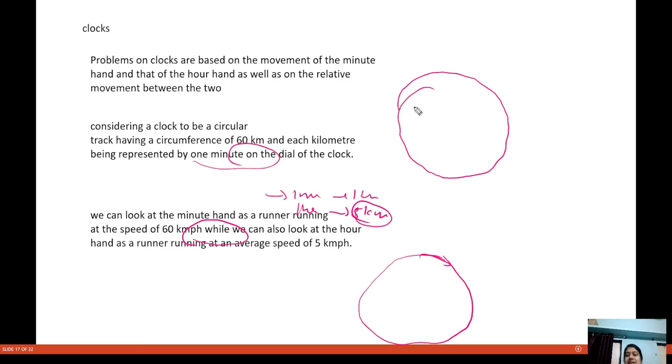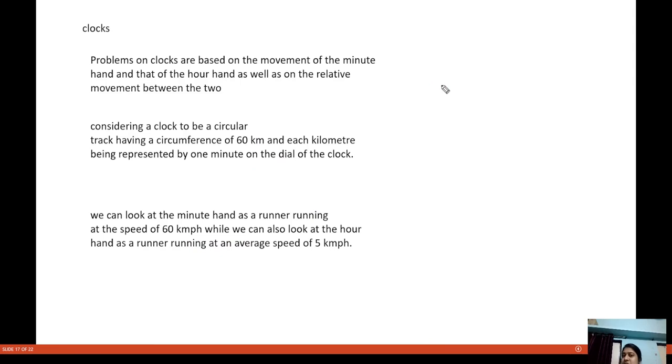Okay, so I am considering the minute hand as a runner who is able to run at the speed of 60 kilometer per hour, and I can see the hour hand as a runner who is able to run at 5 kilometer per hour. This is all the assumption I am making. Why? Because I want to solve my question.